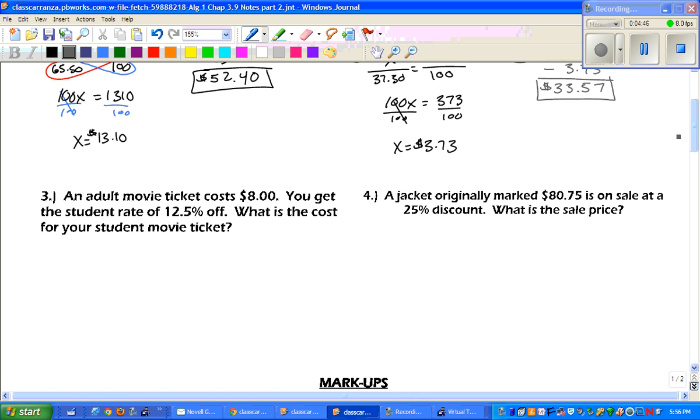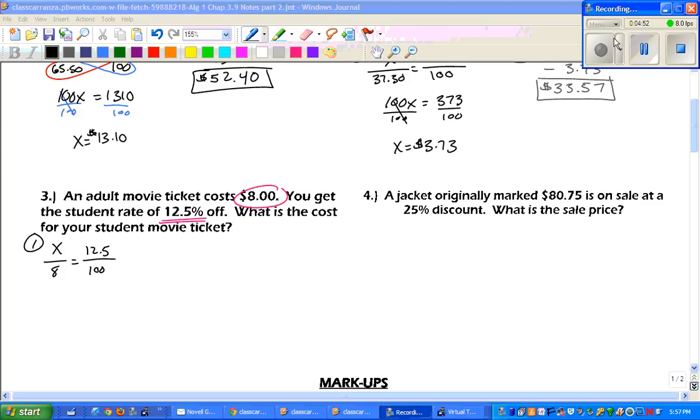All right. Why don't you guys try number 12 real quick, see if you can set it up. All right, there's step number one. The original price was $8, so that's where the of is. X is your sales price. 12.5 is the percent, and 100 goes down low. I'm going to leave you guys by yourself, see how you can do. Go ahead and pause the video.